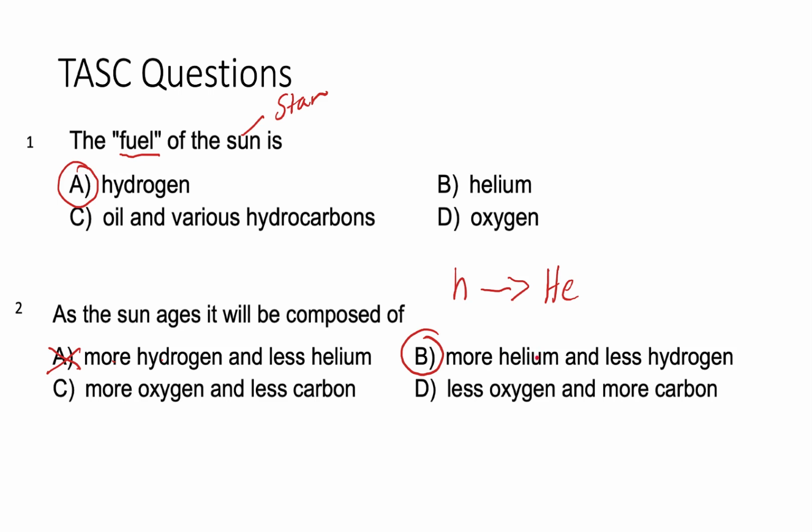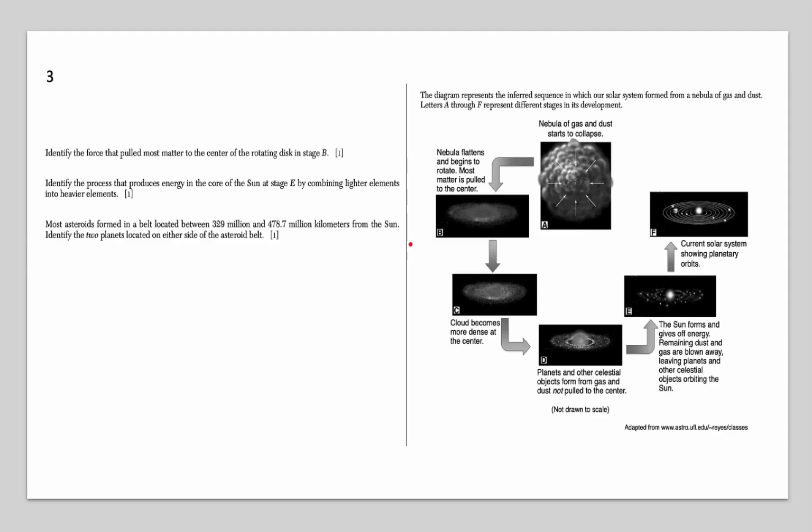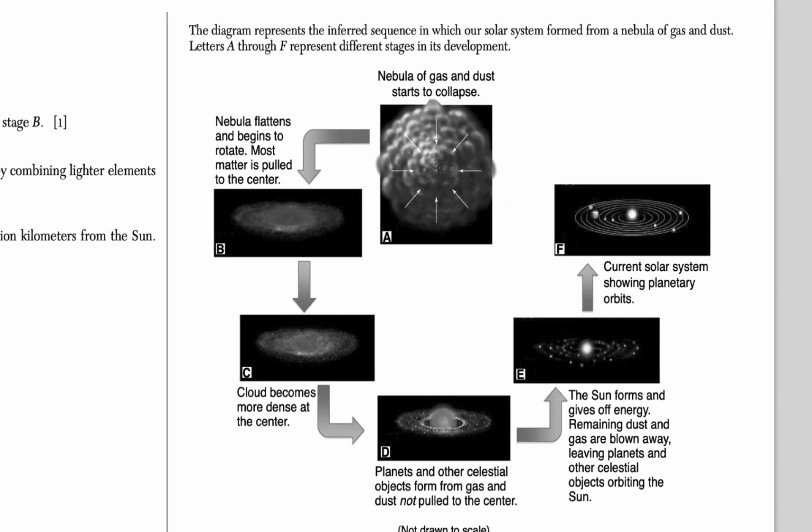Remember, hydrogen is the fuel of the sun, and if you're using up your fuel, you're going to have less of it. Here we have question number 3. Now, this is not a multiple choice, but I thought it was a very good question, and this was recently posted on this year's Regents exam. That was in June, and I thought that, okay, I'll clip it and we'll use it. This is from June 2021.